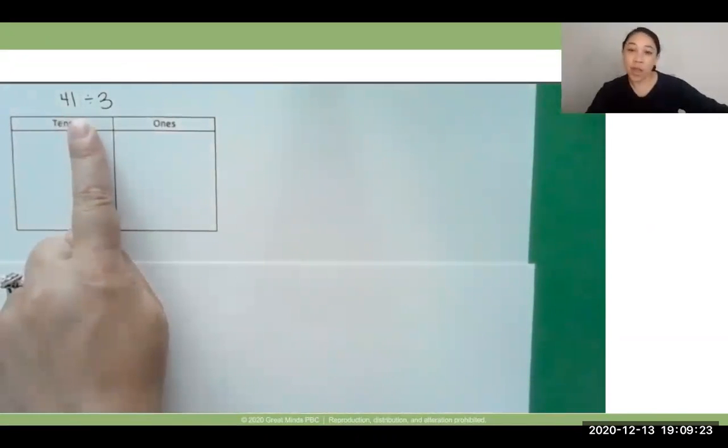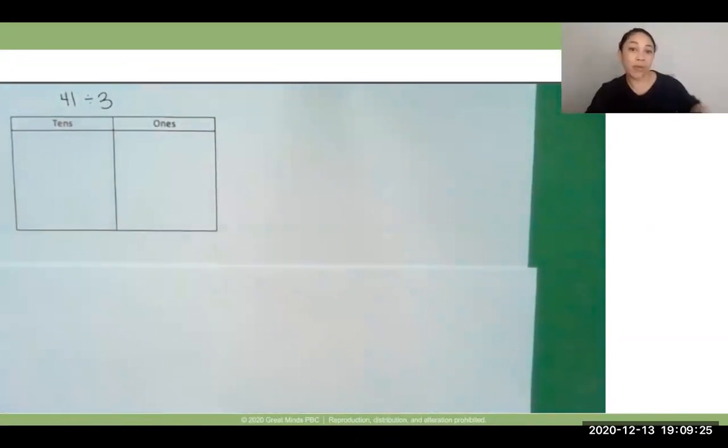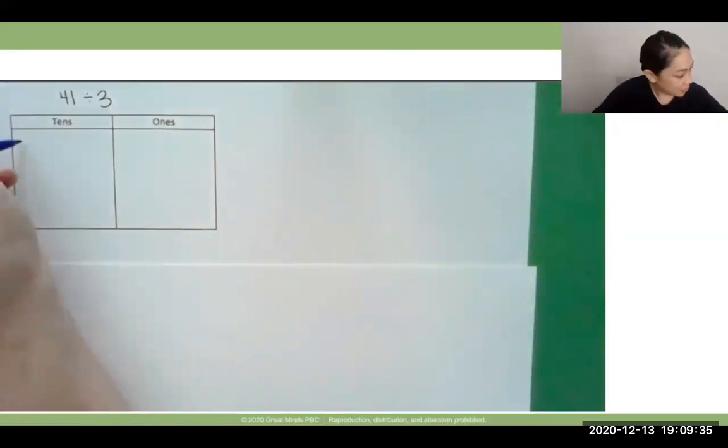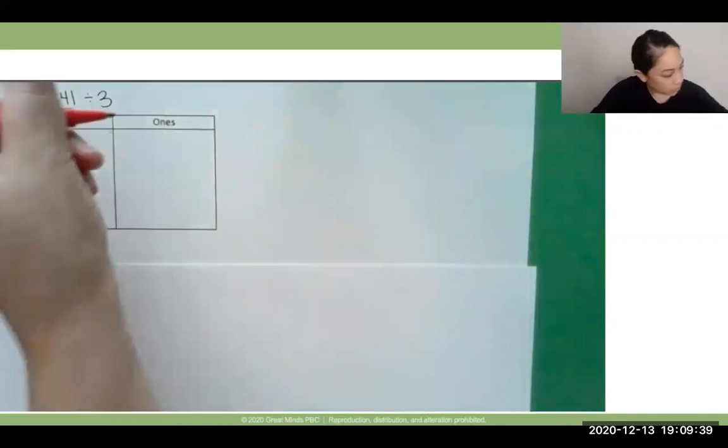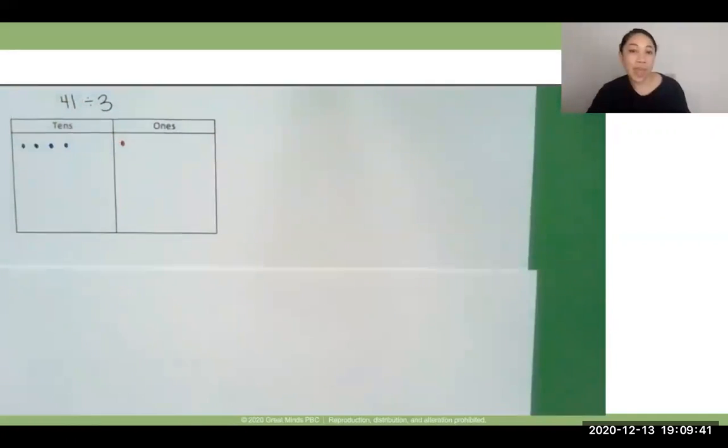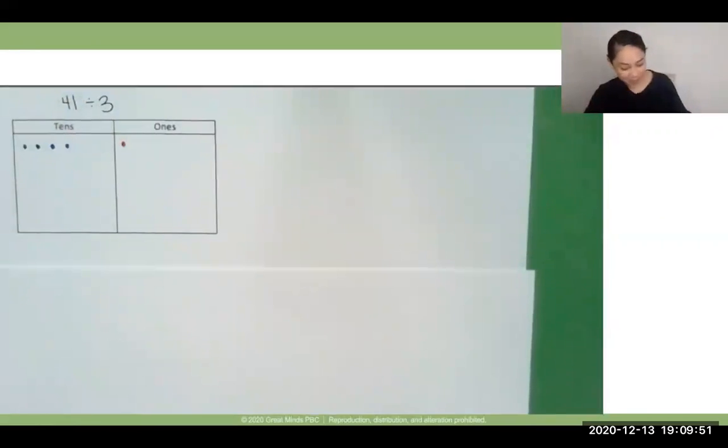What discs can we draw to represent the number 41? We can draw 4 tens, 1 one. Do this on your paper now. How many equal groups will we divide 41 into? 3. Let's draw these 3 groups now.